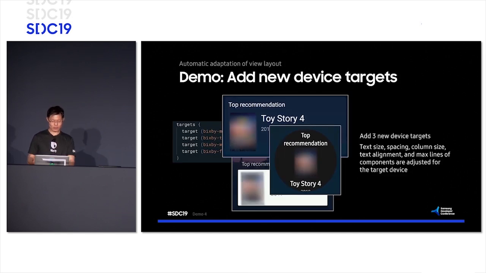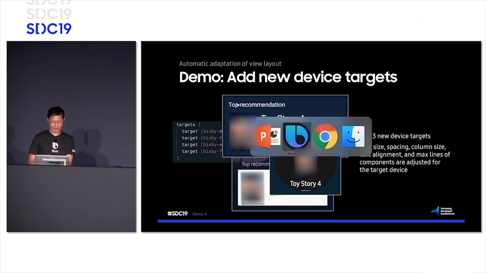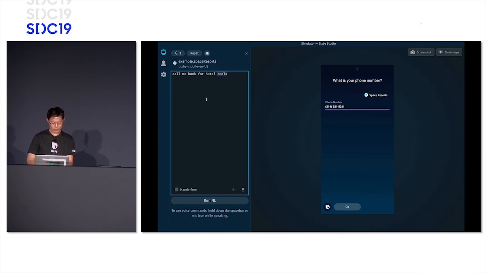Let's try, it's time for the third demo of targeting different devices. We are going to use a movie agent capsule to add more targets.